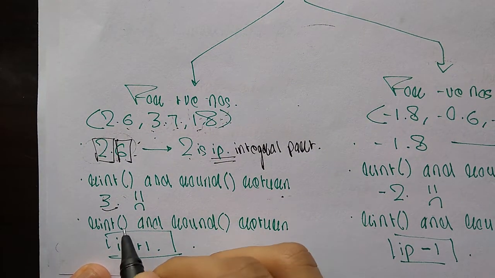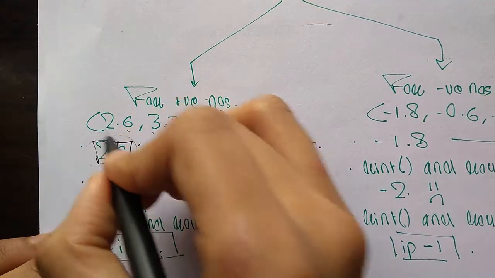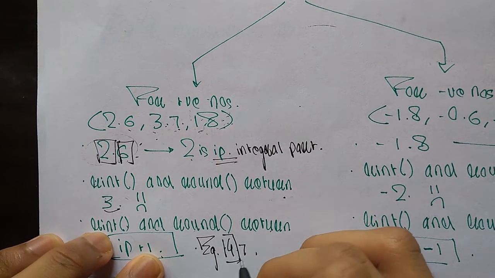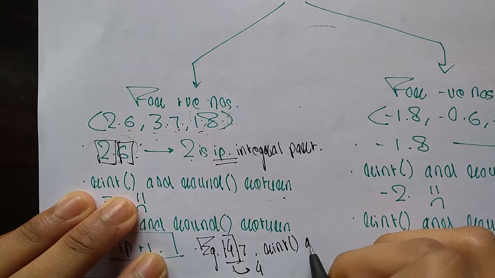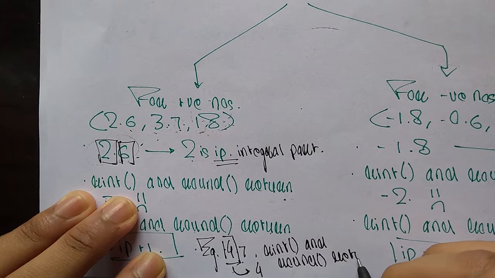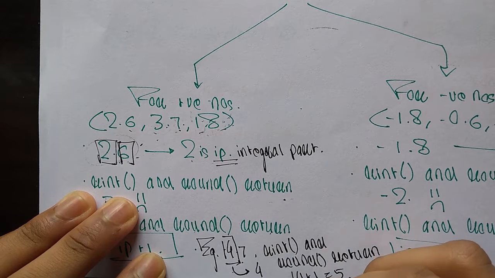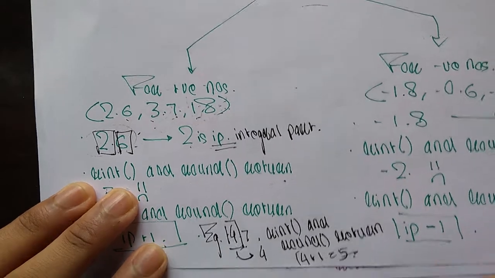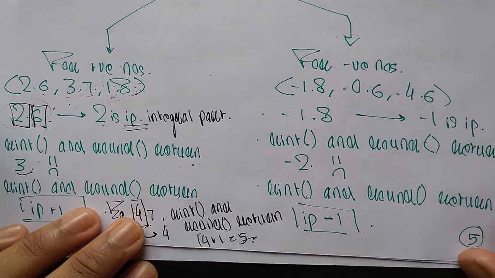So that means that rint and round generally return the integral part plus 1. What does that mean? If you take a number like 4.7, 4 is the integral part, correct? So rint and round return 4 plus 1, which is 5. So what did I do? 4 plus 1, the integral part plus 1, right? Integral part plus 1.